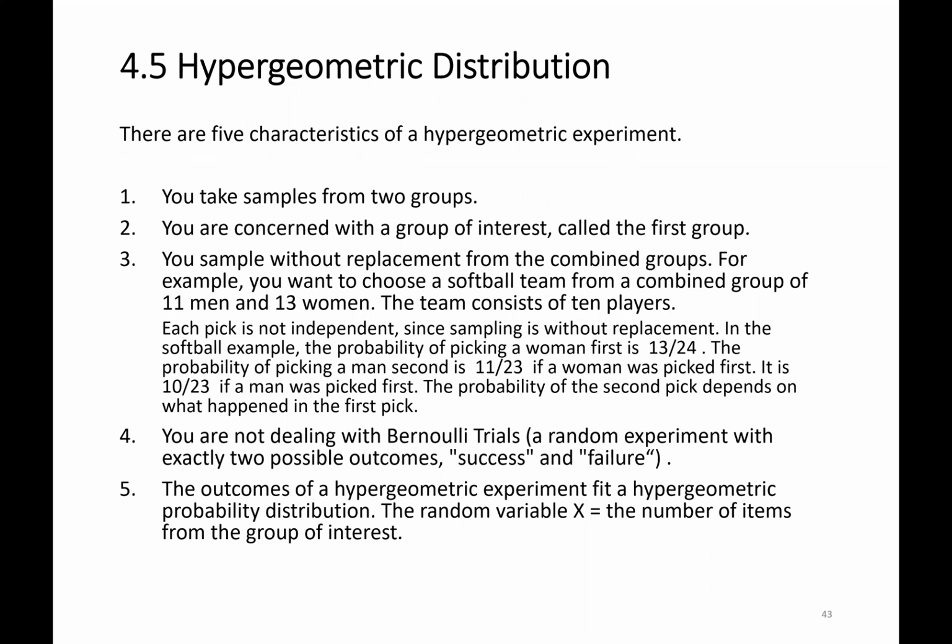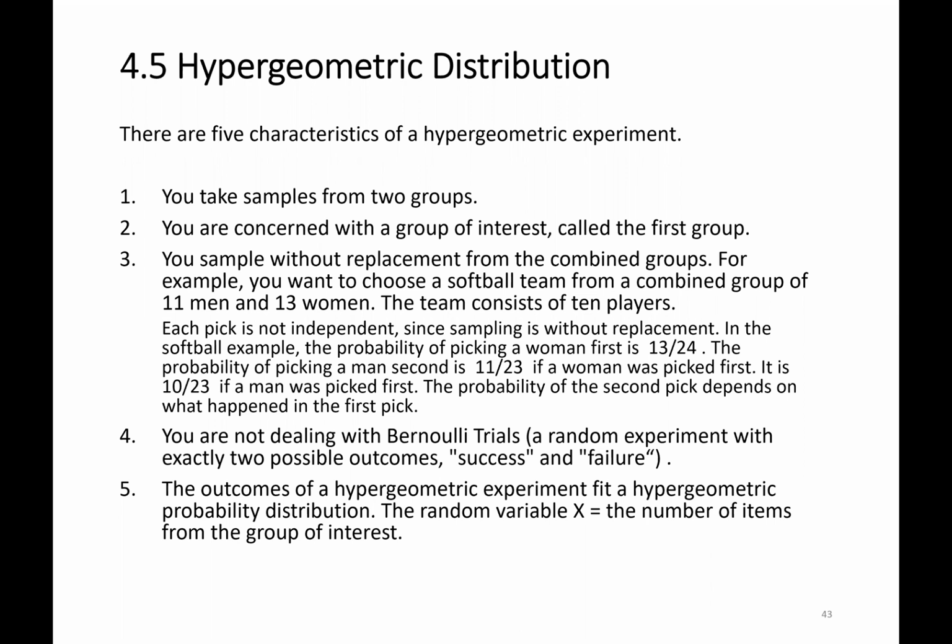Each pick is not independent since sampling is without replacement. You don't want to pick the same person twice. In the softball example, the probability of picking a woman first is 13 out of 24, since there are 13 women out of 24 total. The probability of picking a man second would be 11 out of 23. Your sample space has been reduced because you've picked one person, they're no longer in the sample. So now the total number of outcomes is 23, not 24. If a woman is picked first, it is 10 out of 23 if a man is picked second. So the probability of the second pick depends on what happens in the first pick.